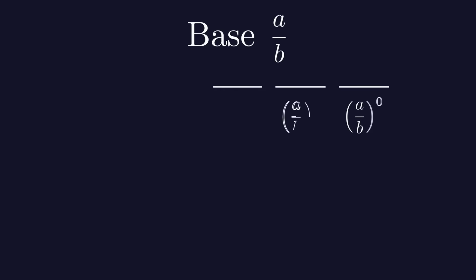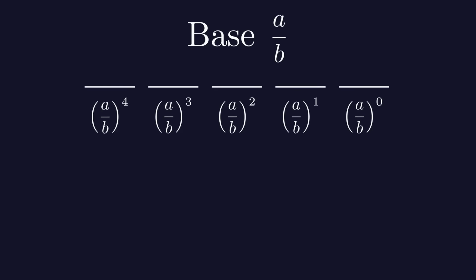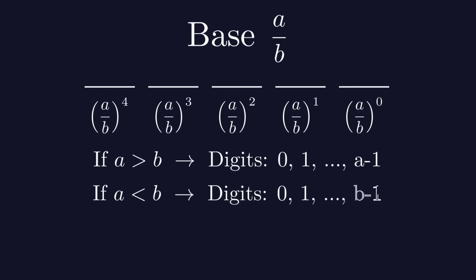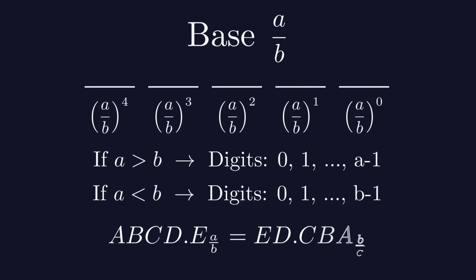To sum up, in base a over b, digits represent different powers of a divided by b. If a is bigger than b, we use digits from 0 to a minus 1, but if b is bigger than a, we use digits from 0 to b minus 1. And if we want to convert a number to a base where b is bigger than a, we first convert this number to base b over a and reverse it.